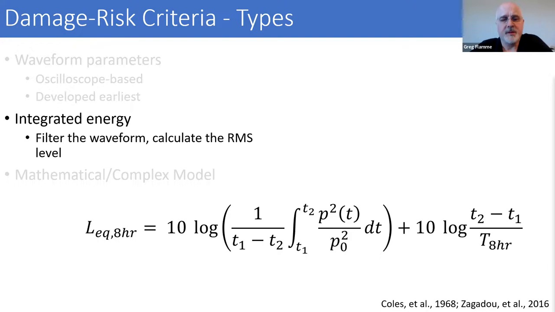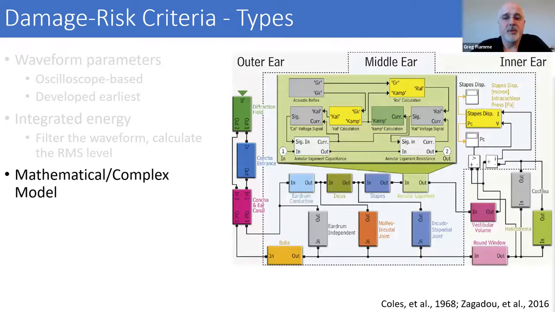Another type is based on integrated energy, where you basically filter the waveform, for example with A weighting, and then you calculate the average level or the RMS level. And then a third type, next slide, is a mathematical model where you have numeric representations of different aspects of the auditory system, and you're trying to predict, at the level of the inner ear, what can reach the outer ear in order to reach that level of harm.